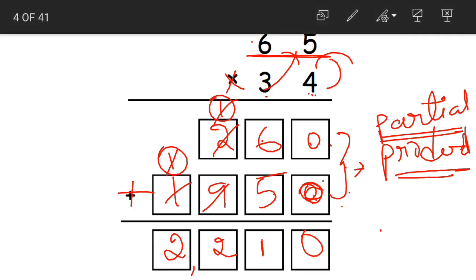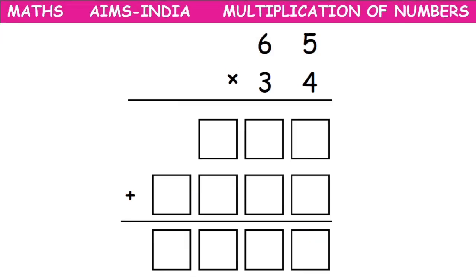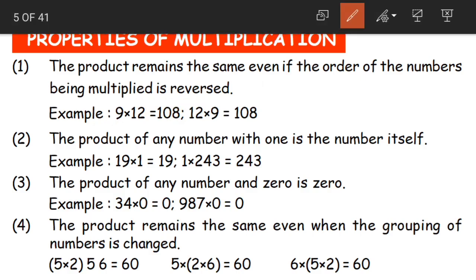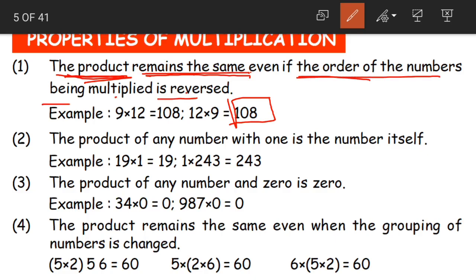Okay children, this was multiplying a 2-digit number with another 2-digit number. Now let us look at some properties of multiplication. The first property is that the product remains the same even if the order of the numbers being multiplied is reversed. What are they saying about the product? That it remains the same. What is the product again children? Product is the answer of multiplication, the answer that we get from multiplication. It remains the same even if the order of the numbers being multiplied is reversed.